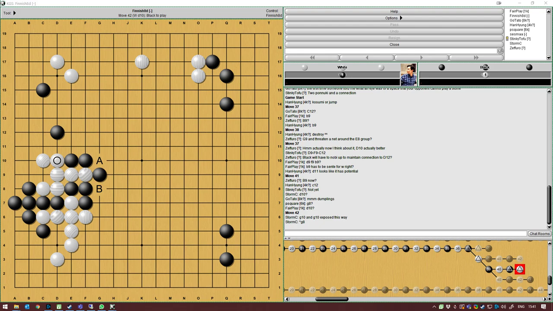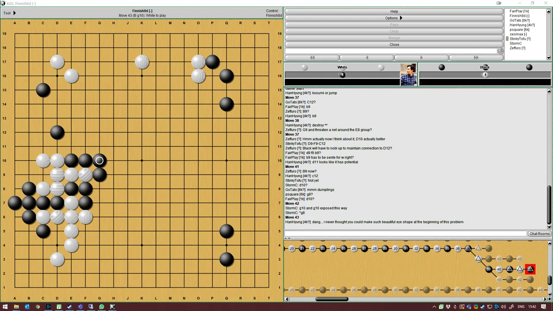Because here White is threatening at A and B, Black will need to defend. Next move is still important. Let's say here White is playing very strong on the left side, and in order to separate Black, he put himself into a very difficult position here.